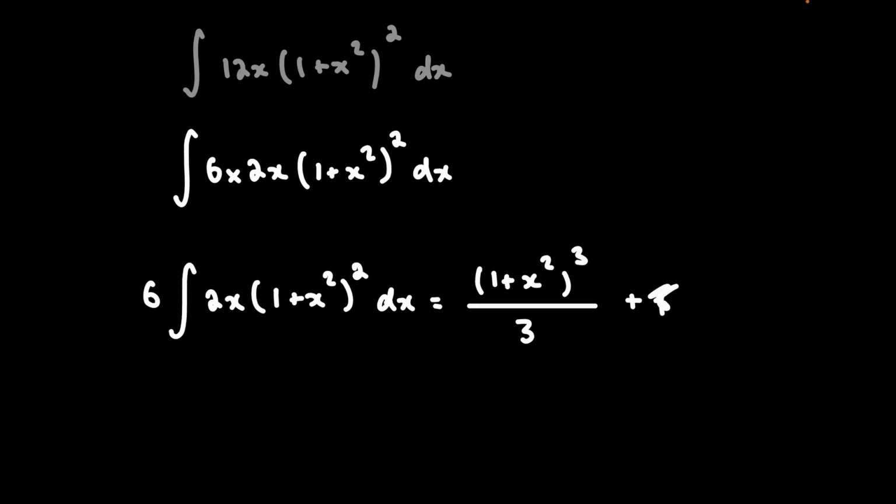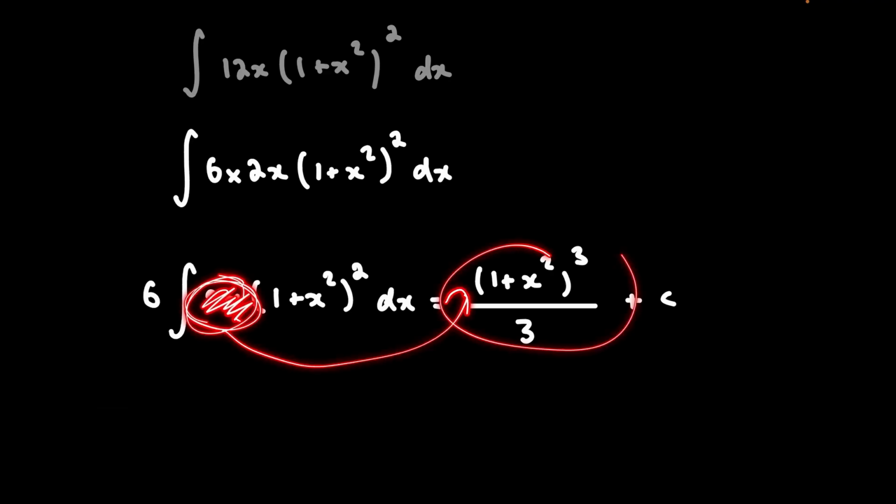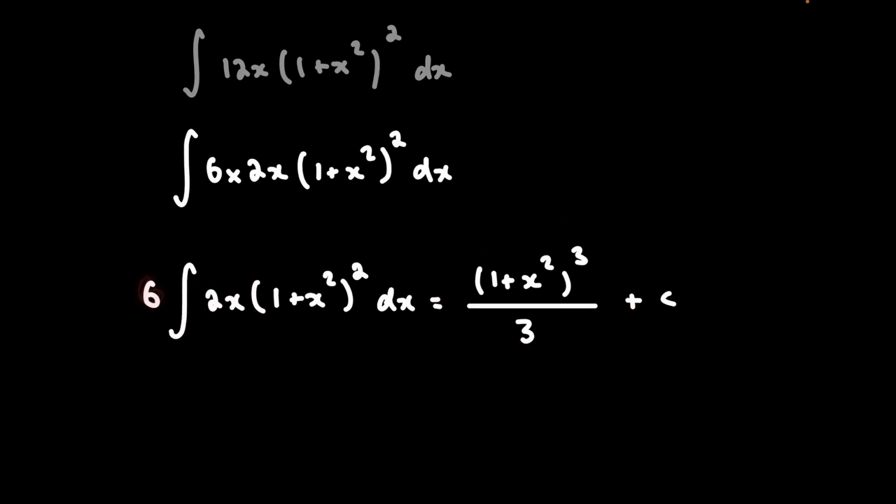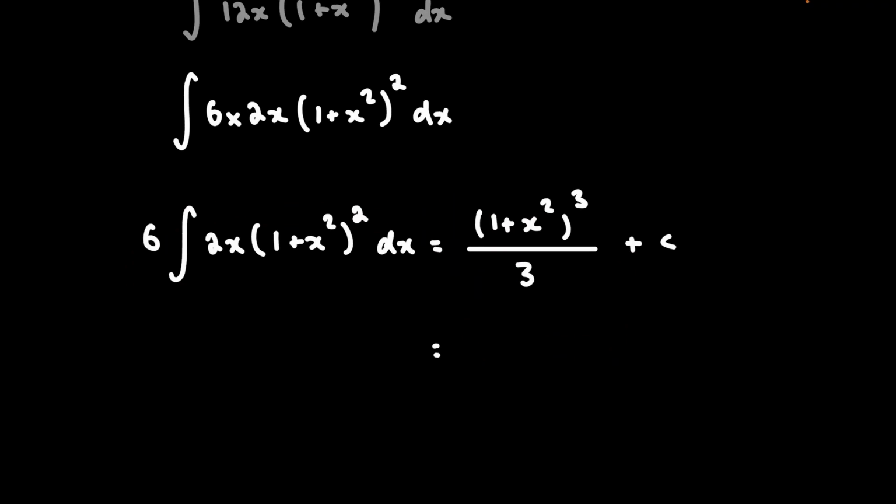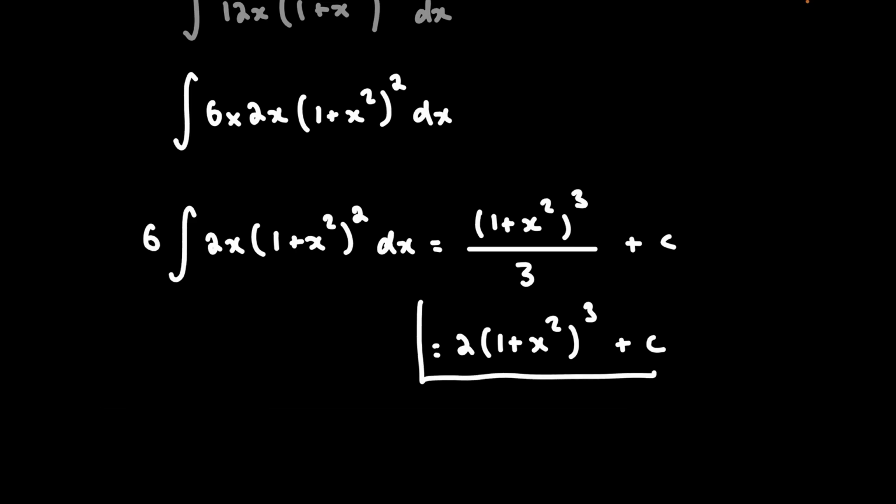Plus c, sorry. Now we have to recognize this term here goes away because it was included in our integral. But the 6 here, we also have to multiply our entire final answer by. So our final answer is multiplied by 6. So that would be 6 on top times 1 plus x squared whole cube divided by 3. And we can see that the 6 and the 3 simply cancel out. So we'll be left with 2 times 1 plus x squared to the power of 3 plus c. And that is your answer for this integral here.